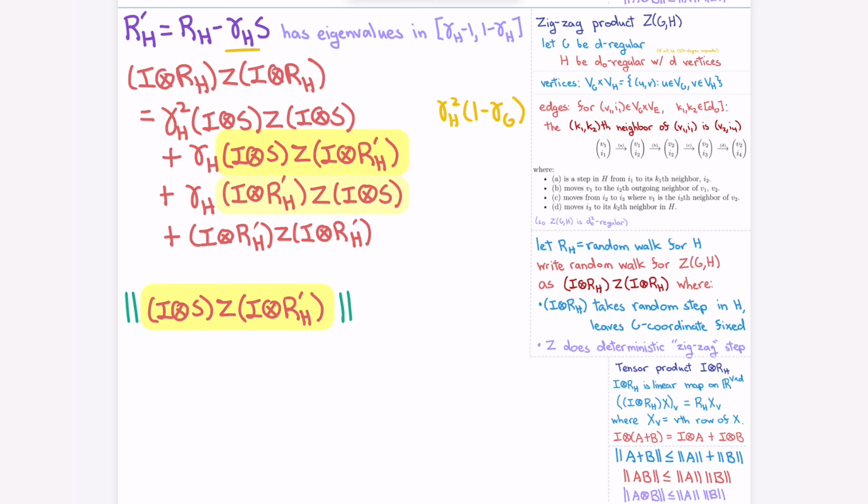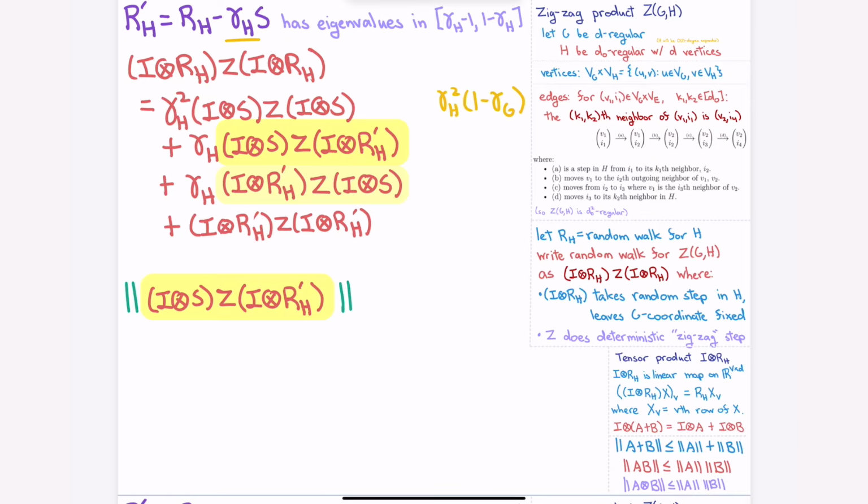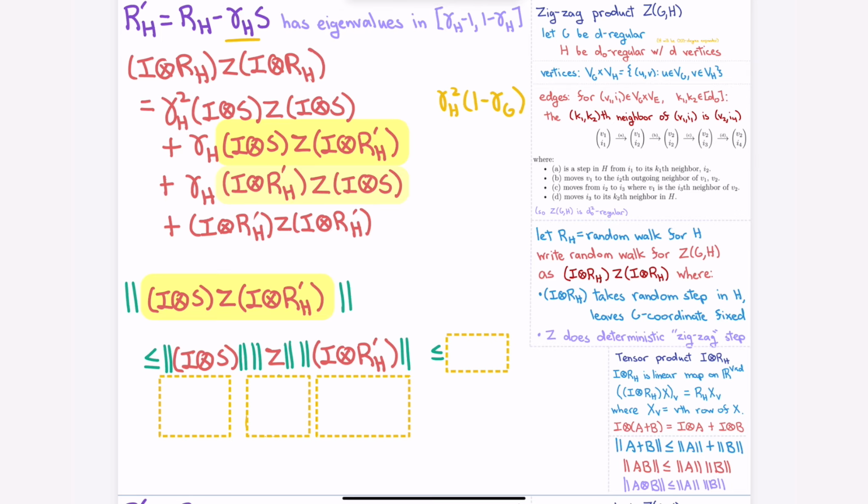Yeah, which inequality? Okay, so we'll start there. All right, so I can split this up. This is where operator norm gets kind of slick. All right, so what did eigenvalues of I tensor S look like? Yeah, it's going to be at most 1. Okay, no big deal.